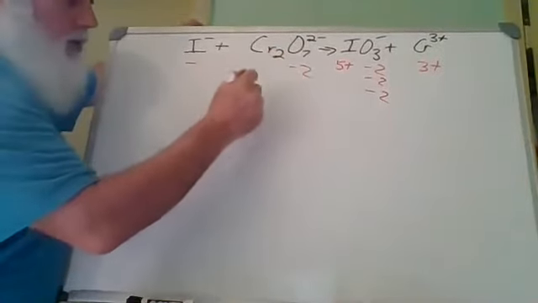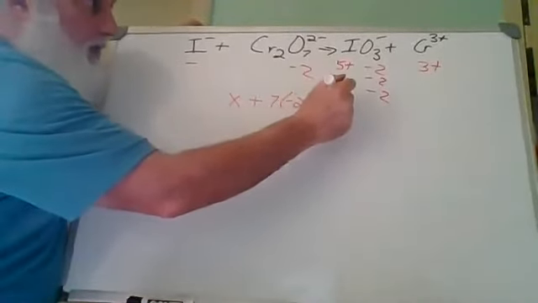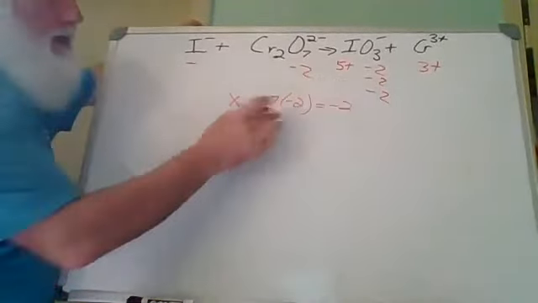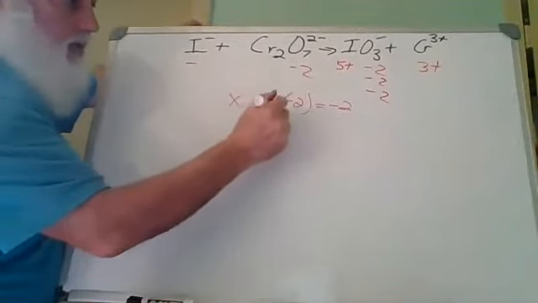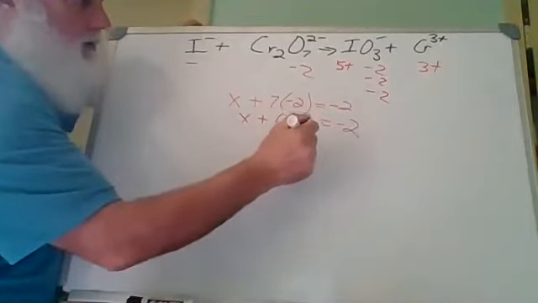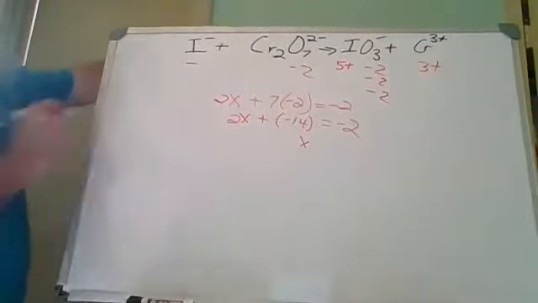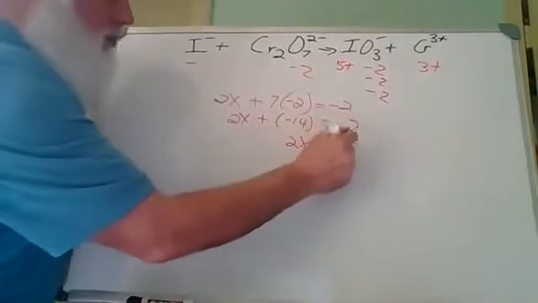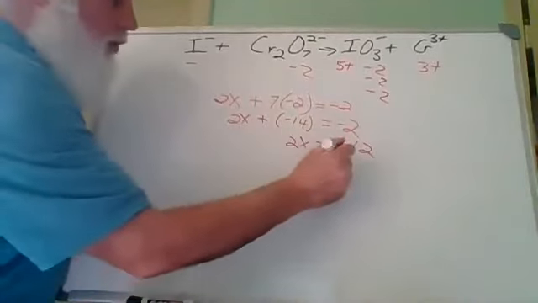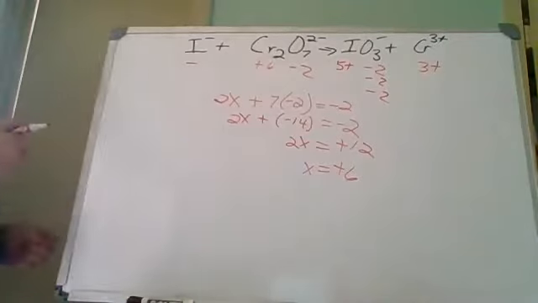So what number plus 7 times -2 equals -2? All right, so this is -14, or 2x, 2 chromiums there. So 2x equals +12, or x equals +6. So the chromiums are +6 each. Each chromium is +6. Okay?